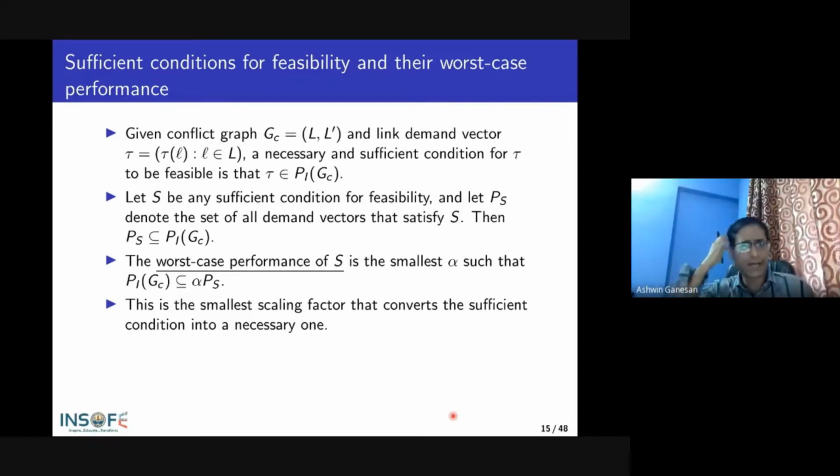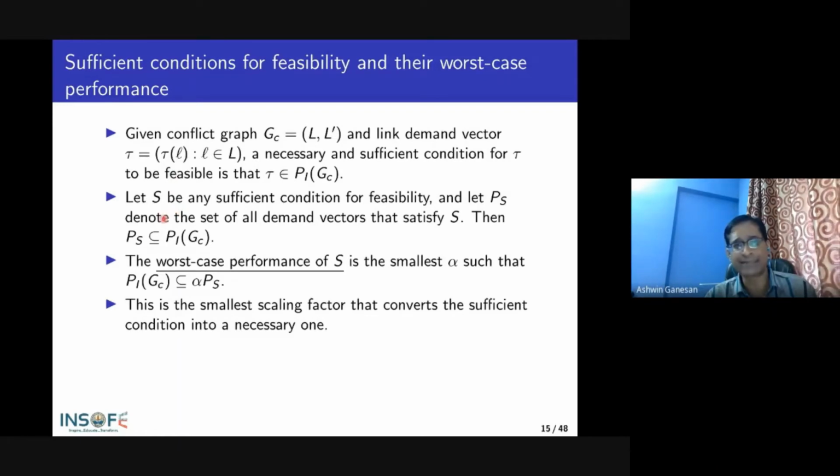So the thing is, we'll look at that, but let me first define the worst case performance of a sufficient condition. So we'll prove theorems that say that the following condition S is a sufficient condition for tau to be feasible, meaning that if tau satisfies some conditions, then the fractional chromatic index of that edge-weighted graph is less than or equal to 1.